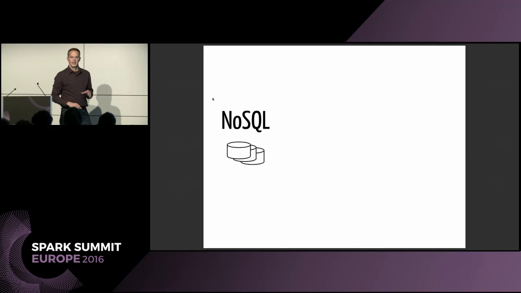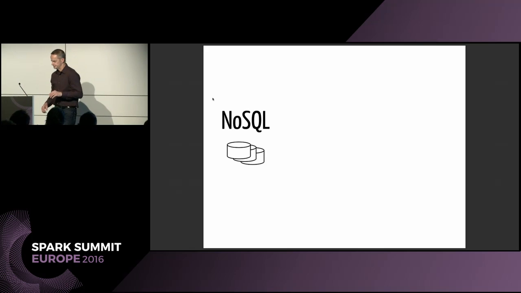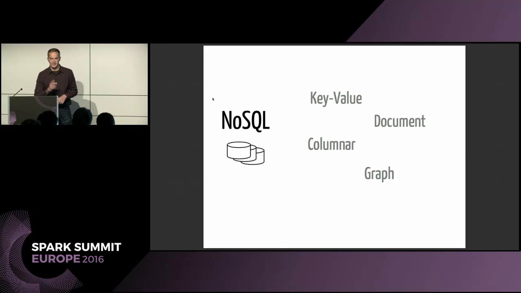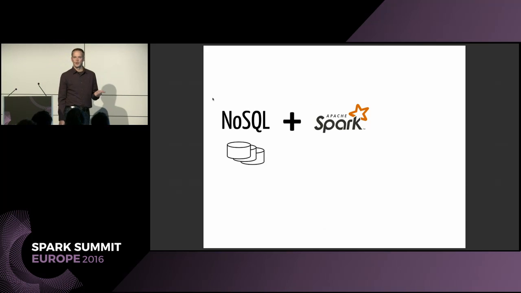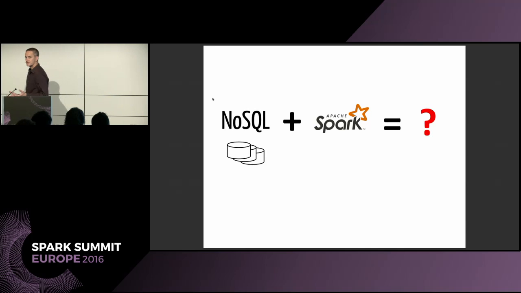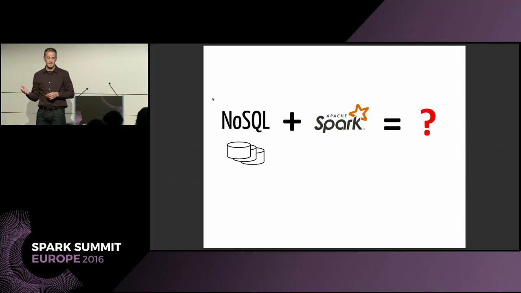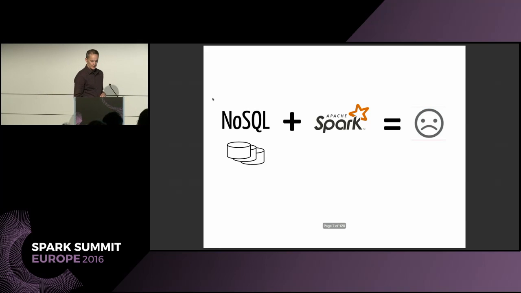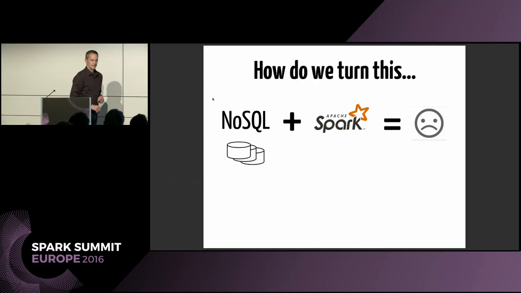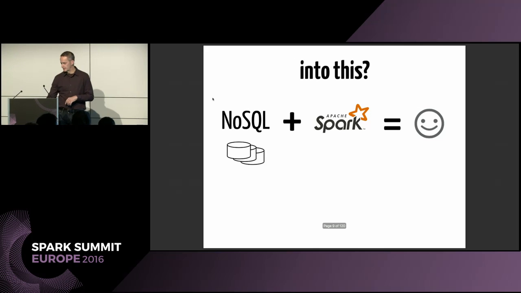So it starts with an equation, right? Start with NoSQL, and you add in, in our case, it's a key value store, right? So we're going to talk about the key value store because that's our flavor. But you add in Spark, and as you all know, most folks here have seen, the results of that equation are mixed, right? Sometimes it works, sometimes it doesn't, sometimes it works great, sometimes it's terrible. And so I want to talk about what we learned as we were building a connector between Riak and Spark, and overall how to turn this unhappy face into a smiley face, right? So we want to turn that frown upside down.